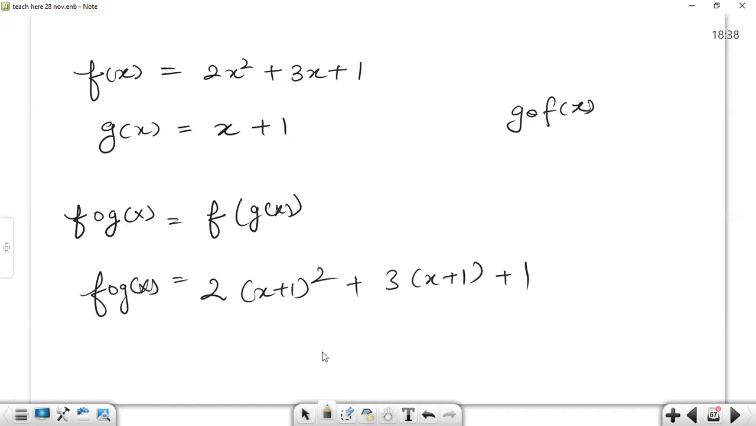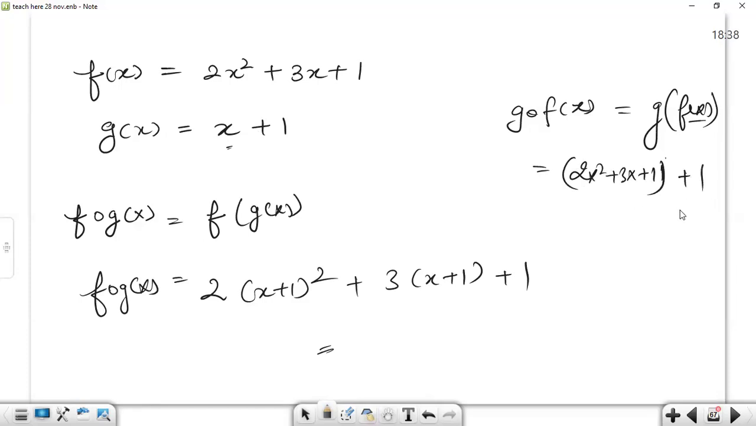Any doubt? No. Now g of f of x. So what was g of x? x plus 1. So in the place of x, we are going to replace it with the new variable, which is f of x. So 2x squared plus 3x plus 1, plus 1. So this is the g of f of x. Okay.